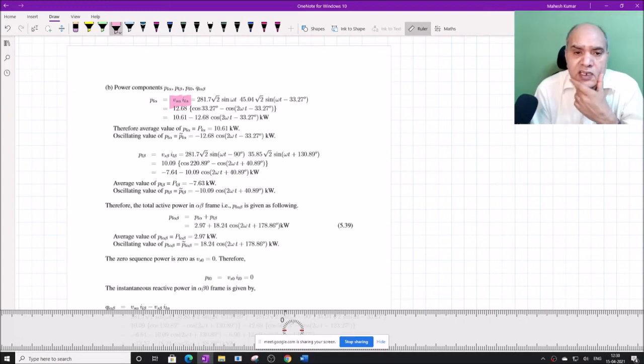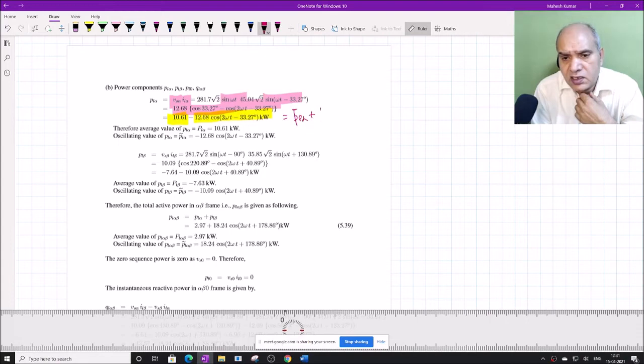Now this is multiplication of 2 sine and simplifying into cos(A minus B) minus cos(A plus B). Then we will get these expressions, which again says that, in terms of values, we get one DC value here, 10.61, minus 12.68 cos(2 omega t minus 33.27). So you see it has two parts: the average value of this part plus the oscillating part. So this one is this and this one is this.